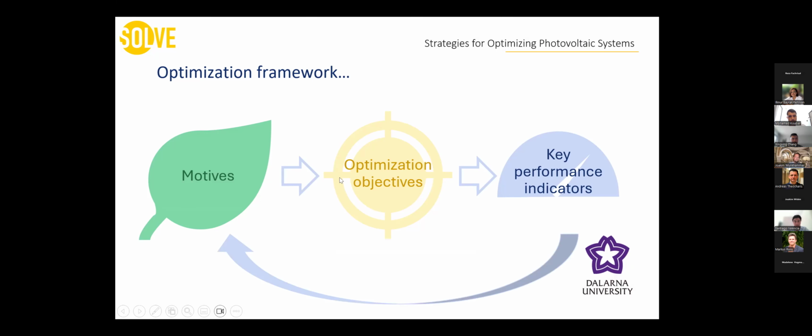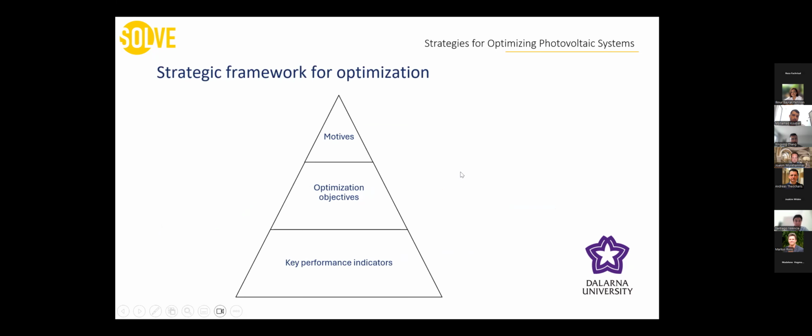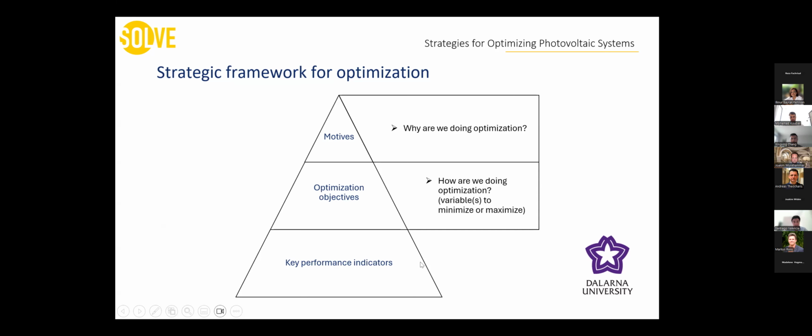So the motives could lead to optimization objectives. You define your motives, then you set your objectives, then you measure your objectives with your key performance indicators. You measure how close you are to your objectives. Then this strategy appears, a framework for optimizing. So first motives, then optimization objectives, and then at the end, you see how close you are to achieving your objectives, or which is the best response to your function.